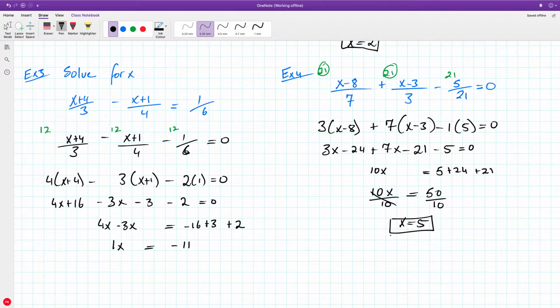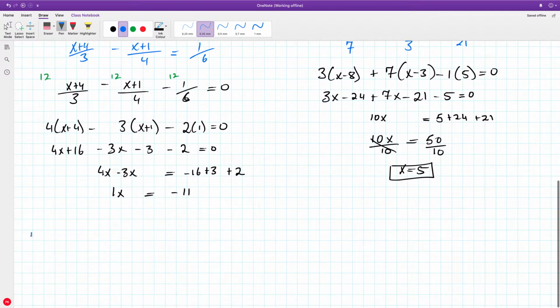You happy with that? Right, last one of these we're going to do, and then we're moving on to the simultaneouses. Solve that for x.